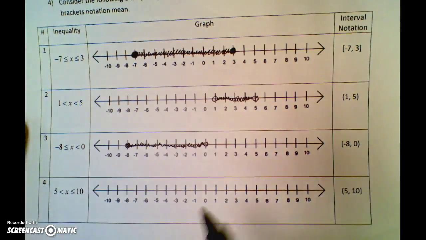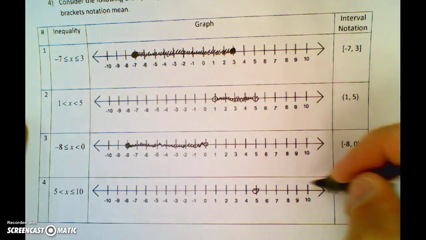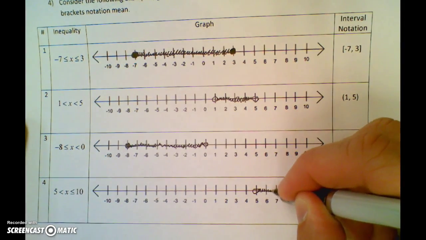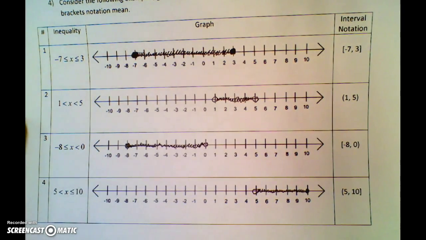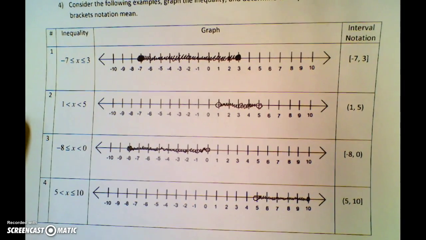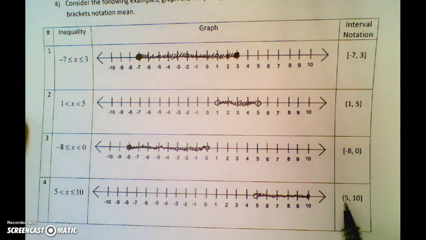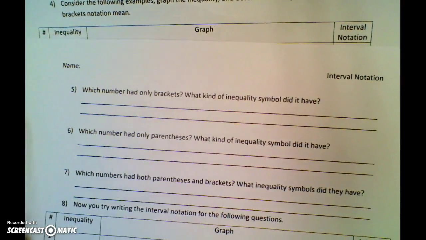And then the last one, we're just flipping it, starting at 5 with an open circle, up until 10 with a closed circle. And then I can shade that over. The 5 has an open circle, so it has a parentheses, versus the 10, which is closed and has a bracket. So let's do a little summary on the next page in the back.